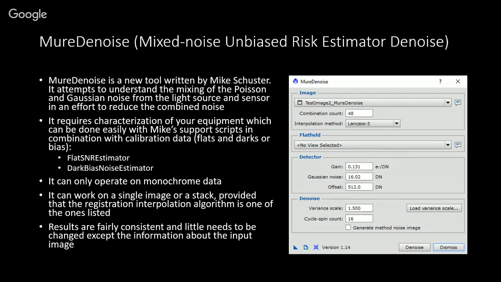It requires some characterization of your equipment to work properly, so you need to know the gain, Gaussian offset, Gaussian noise, and the offset of that noise in order to actually properly do the noise reduction. Depending on how much attenuation you have of your field, you also need a flat field to properly deal with some of that.